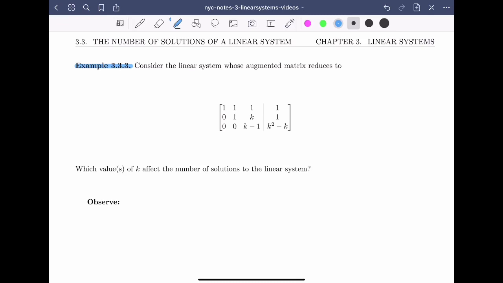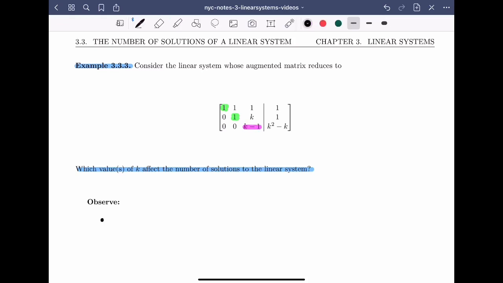We're asked the following question. Which value or values of k affect the number of solutions to the linear system? I want to start by making a few observations. The first thing that I want to observe is to look at the leading entries of the matrix. So definitely 1 is a leading entry. And this other one is also definitely a leading entry. But the k minus 1, I'm not so sure about.